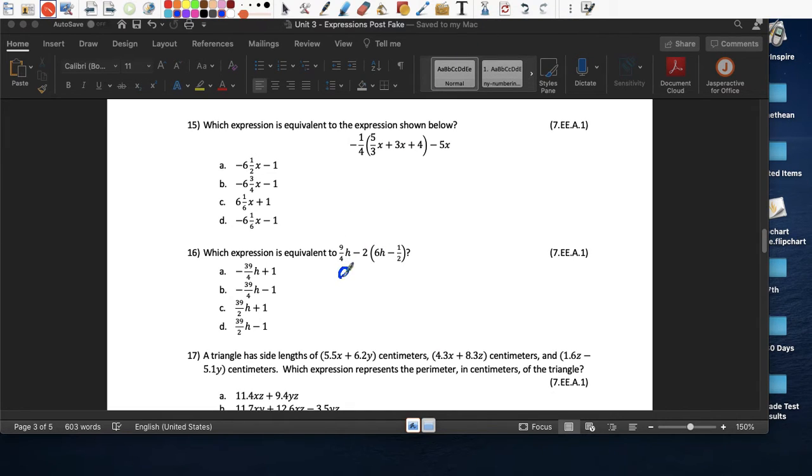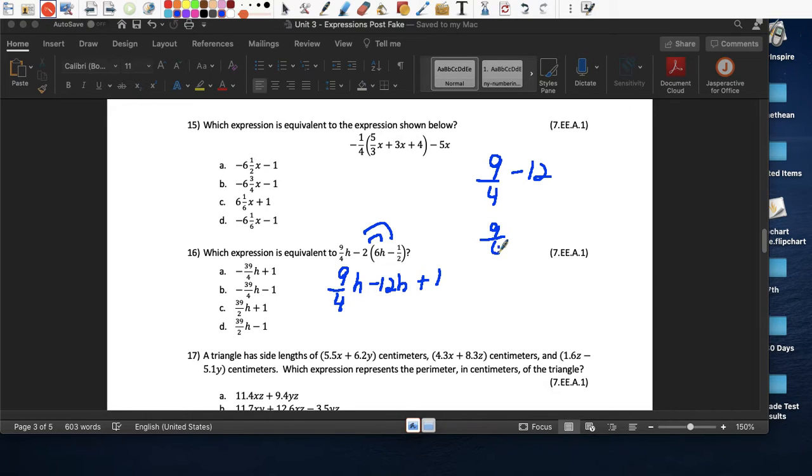Again, H, distributive property, minus 12H. And negative times a negative is a positive, and plus 1. So you know your answer is going to be plus 1, so it's either going to be A or C. So now you have to combine like terms. In your calculator, you can add 9/4 minus 12.